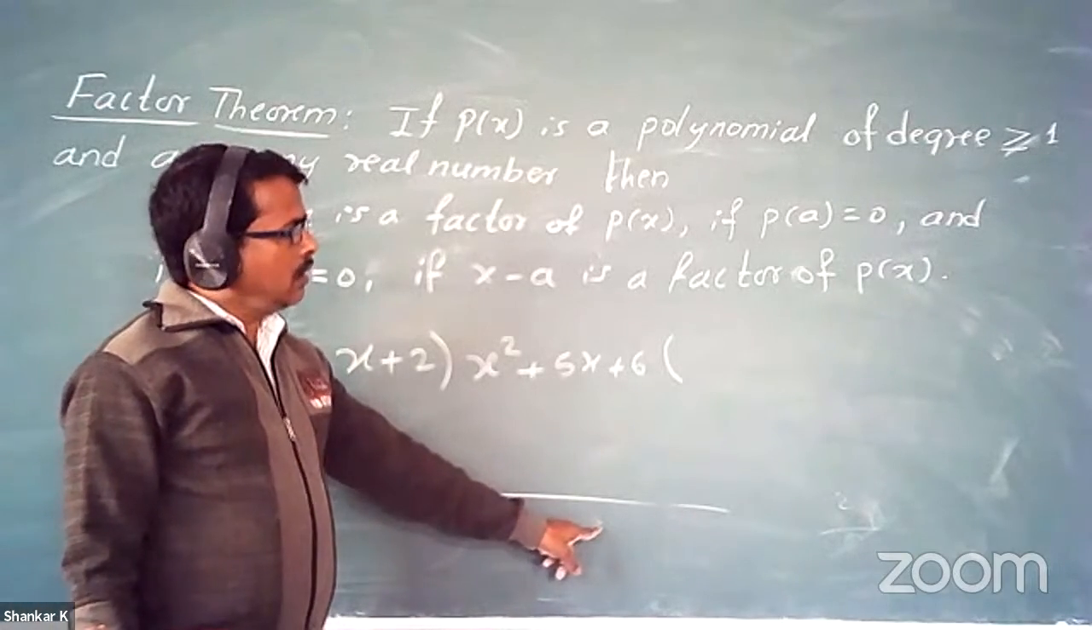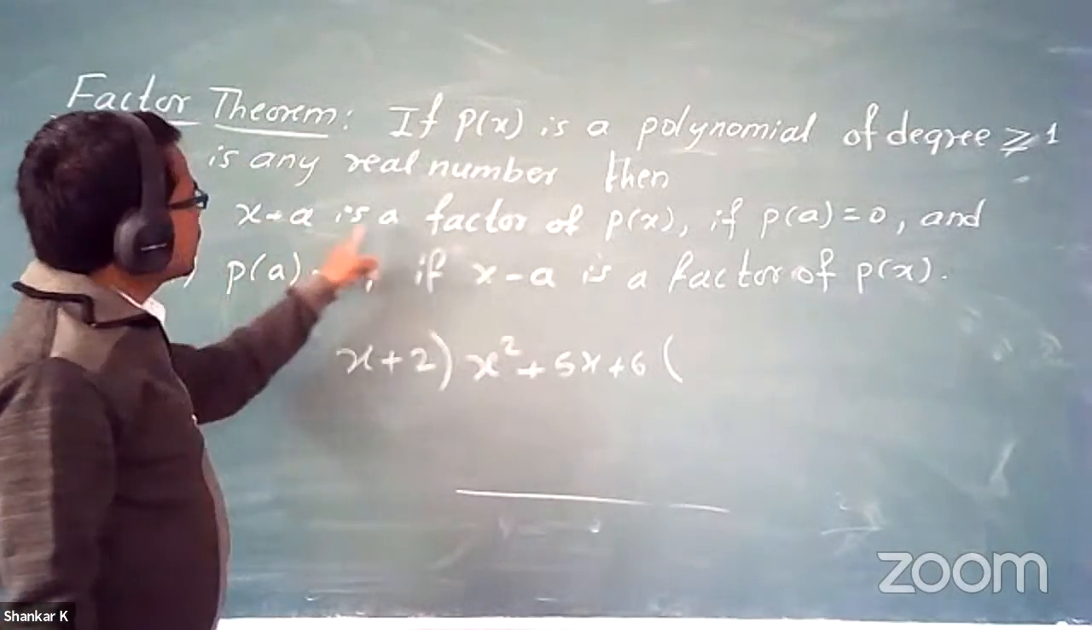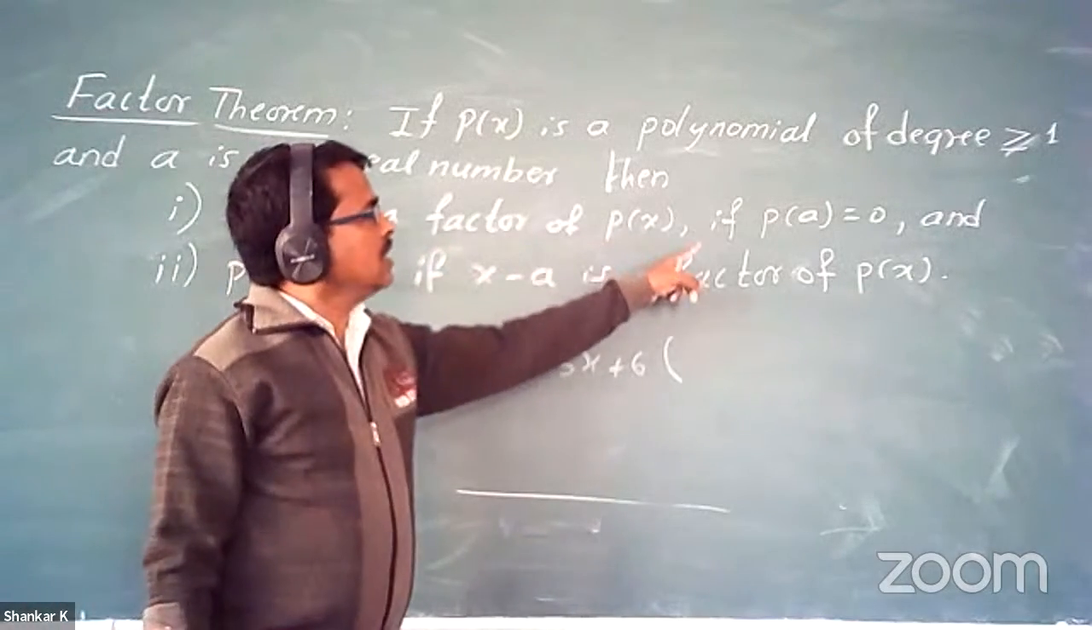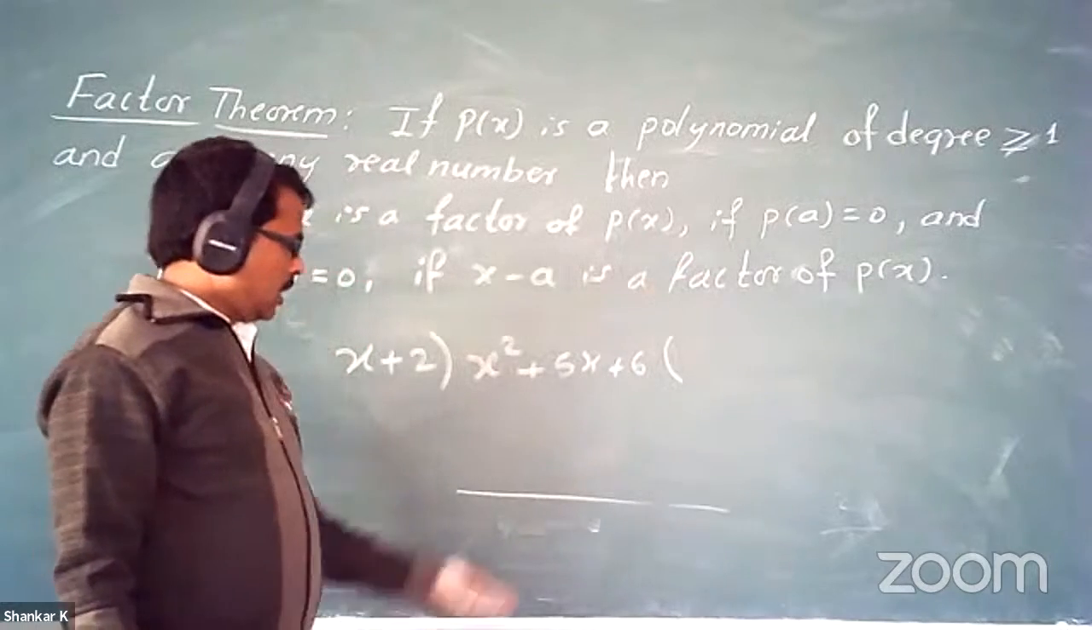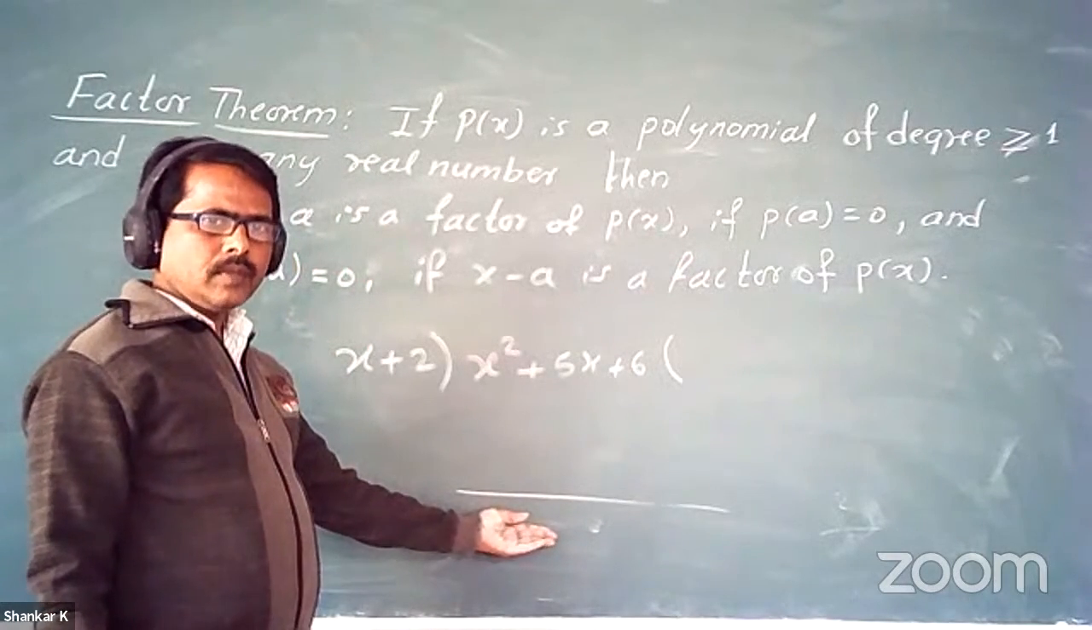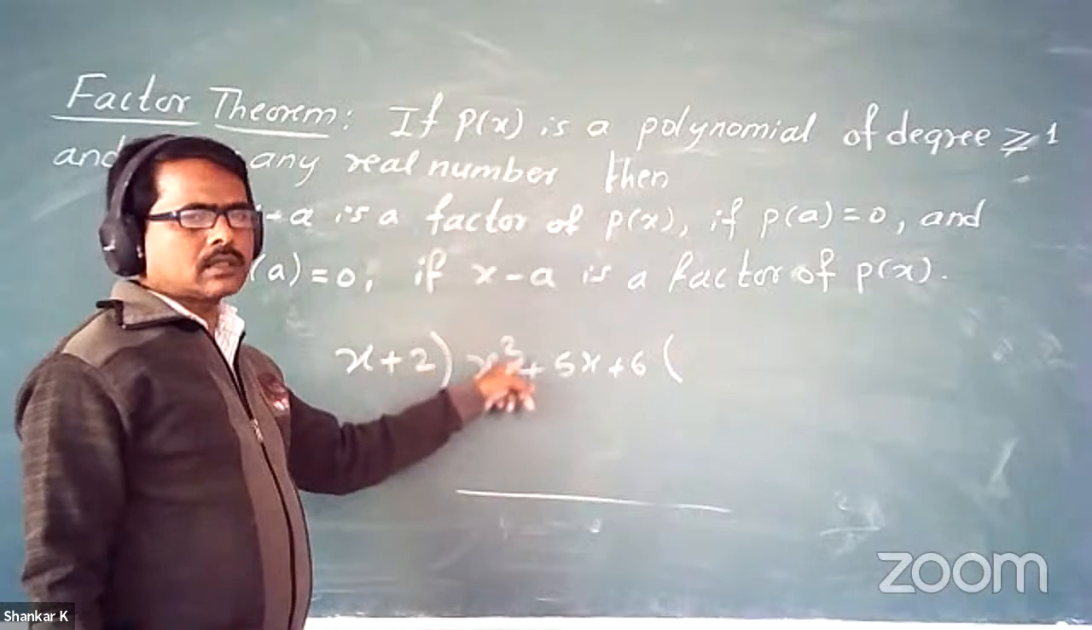Remainder 0 ಬಂದ್ರೆ factor. x minus a is a factor of p of x if p of a is 0. ಇಲ್ಲಿ remainder 0 ಬಂತು, ಇದು factor.